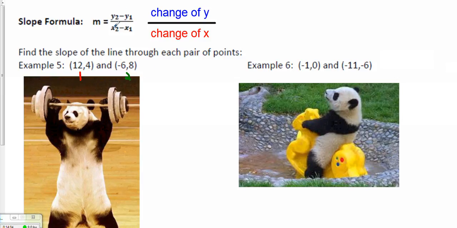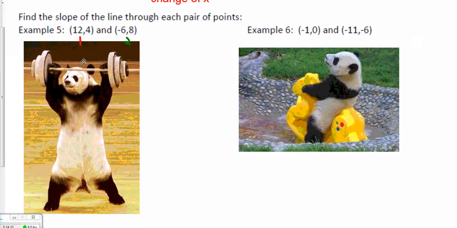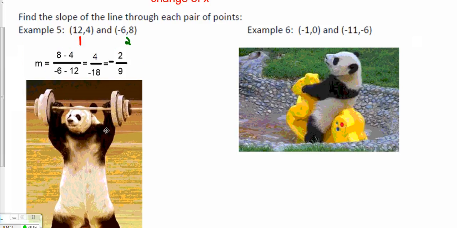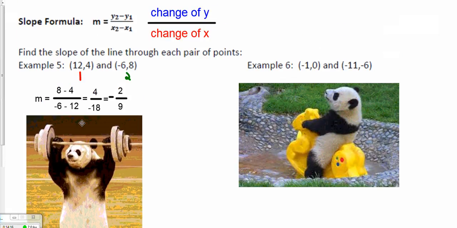y2 minus y1 over x2 minus x1. That gives you your slope. So let's see an example of this. If we use this as our point 1 and this as our point 2, this is how that slope would look. We would take 8 minus 4 over -6 minus 12. Now that's going to simplify to 4 over -18, and that can reduce to 2 over 9.